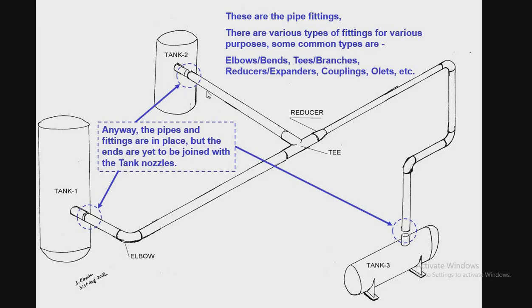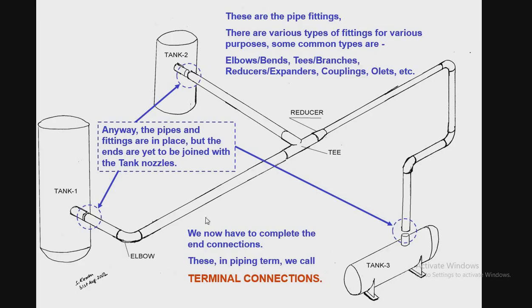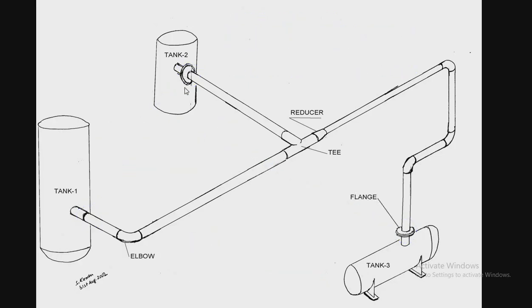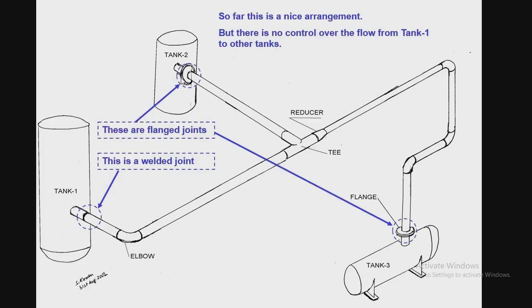Okay, what is the problem here? As we see, in a way, the pipes and fittings are in place, but the ends are yet to be joined with the tank nozzles. We now have to complete the end connections. These in piping term we call terminal connections. Here we see flange. Okay. These are flange joint. Tank number 2 and 3. For tank number 1 we see welded joint.